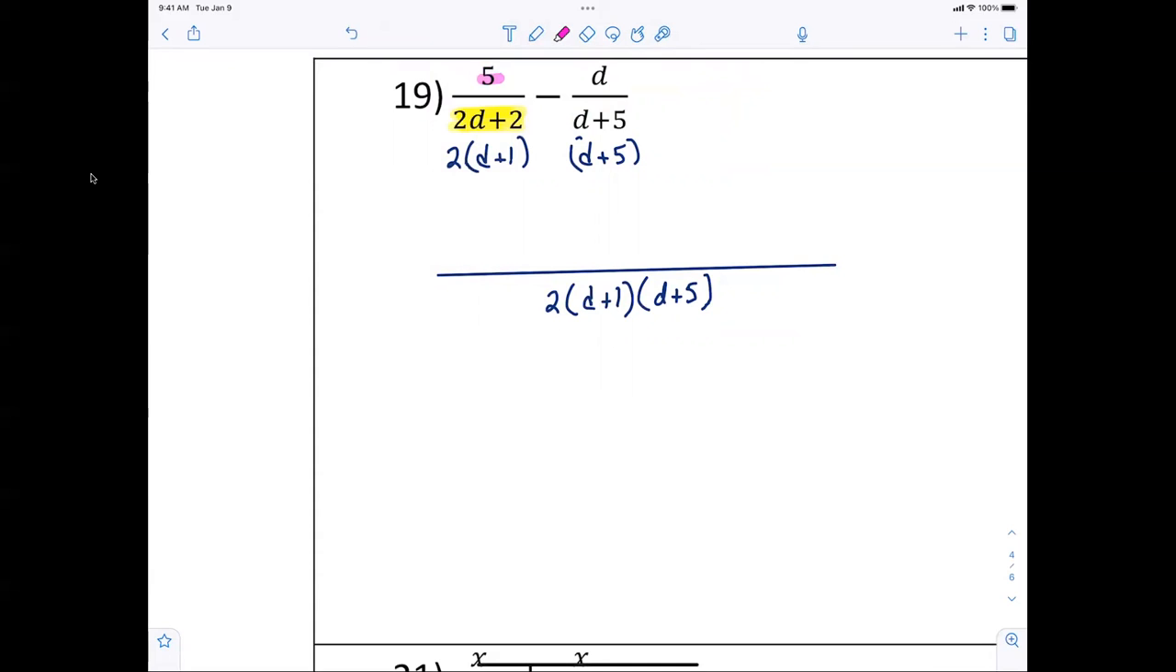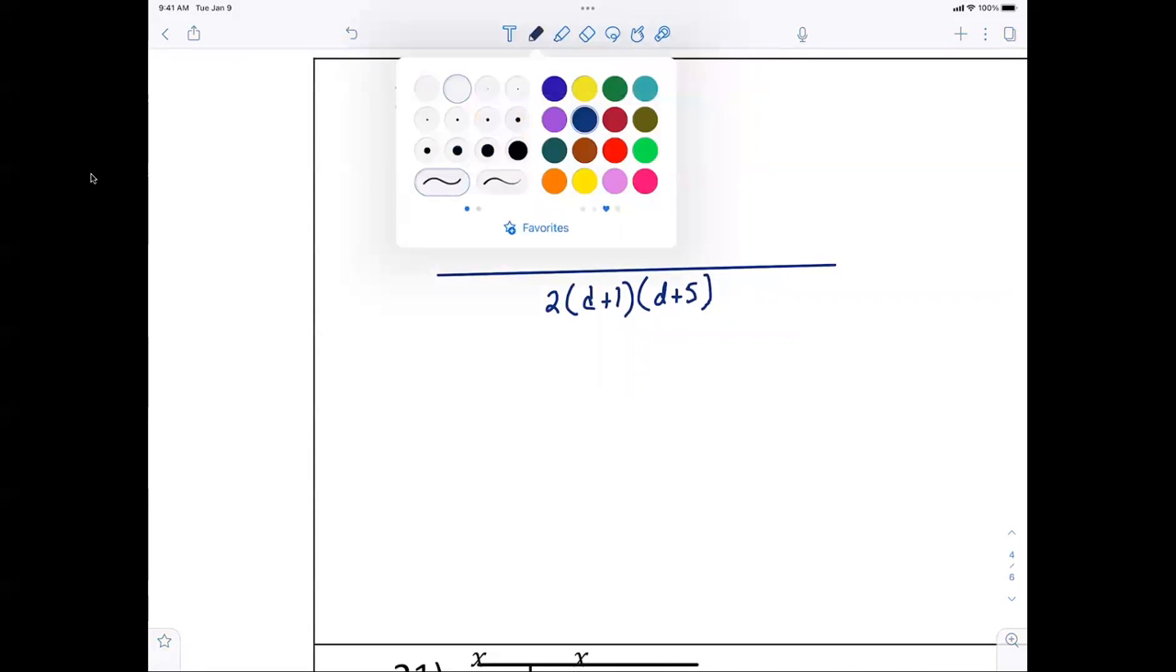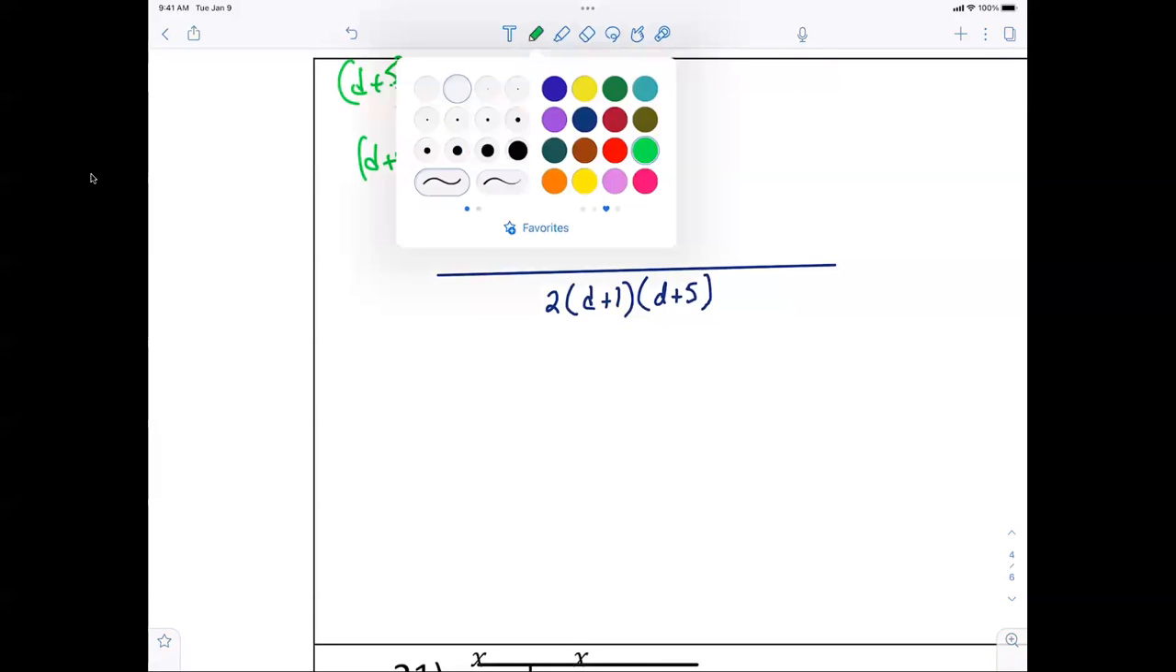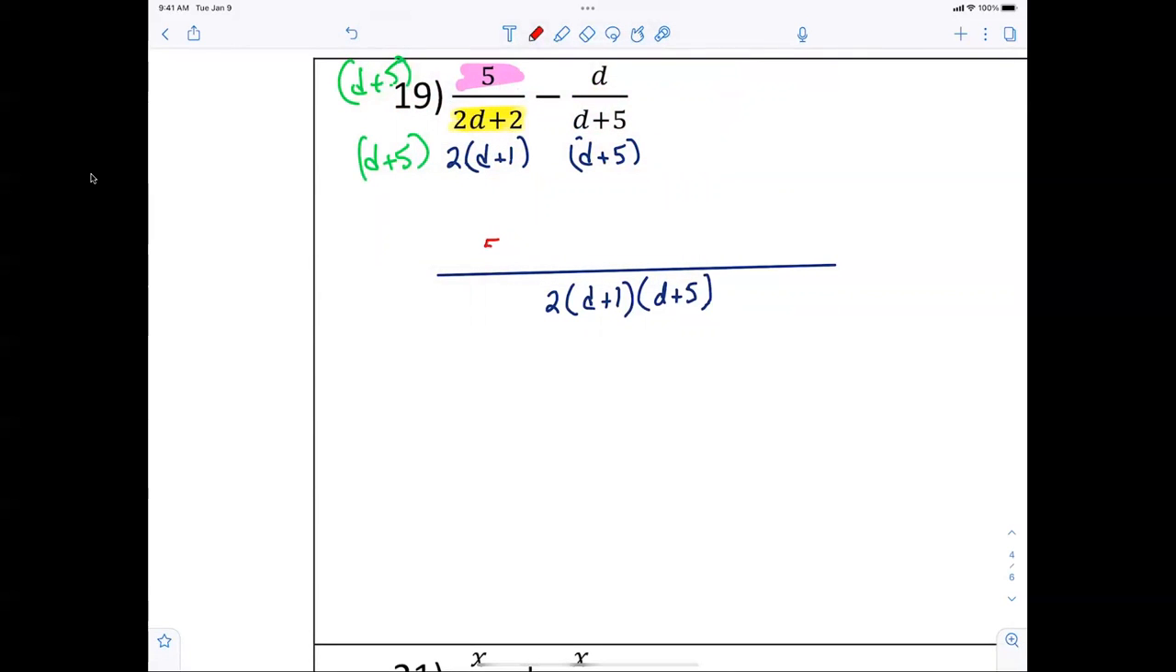Now I need everybody to look at the first fraction. What is missing in the first fraction? Is everybody okay saying that d plus 5 is missing in the first fraction? So that means I have to multiply the top by what? D plus 5. So I want everybody to put a 5 parentheses d plus 5 minus d, right? Minus d.